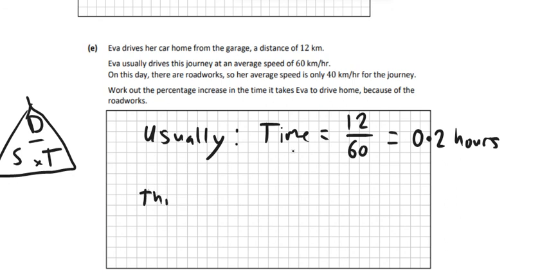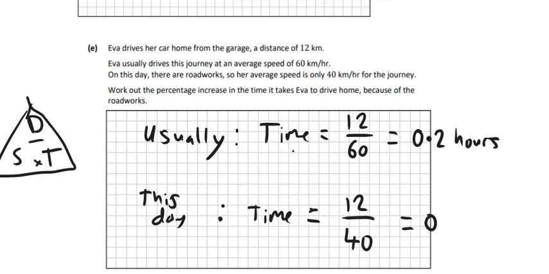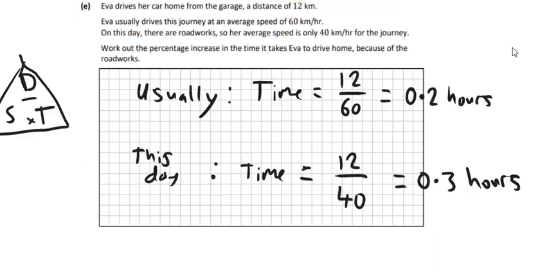So on this other day where there's roadworks, the time would be, well, it's still the same distance. You're still driving home the same distance, so it'd be 12 over 40 this time. So 12 over 40, 0.3. Yeah, so it's 0.3 hours. So that's the difference then.